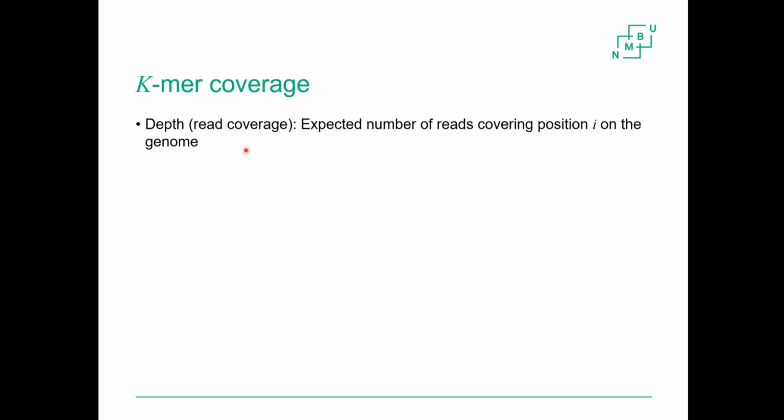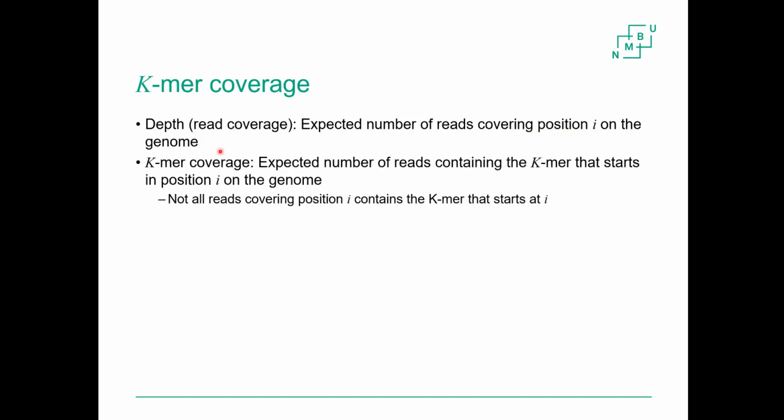So the read coverage from before, we have seen this, the expected number of reads covering a position I on the genome. The k-mer coverage is defined slightly different. It's also an expected number of reads, but it contains the k-mer that starts in position I on the genome. So it's no longer enough for the read to just cover this position. It must also contain the k-mer that starts in this position.